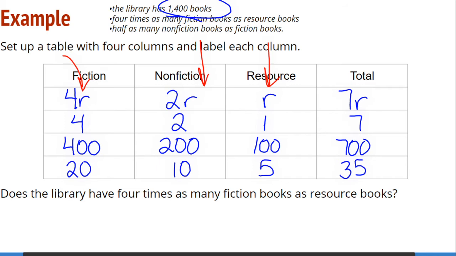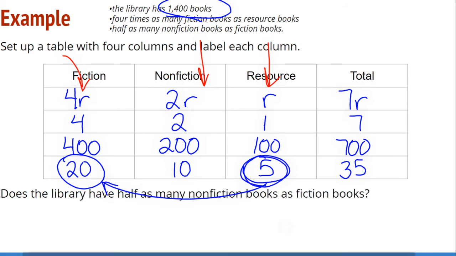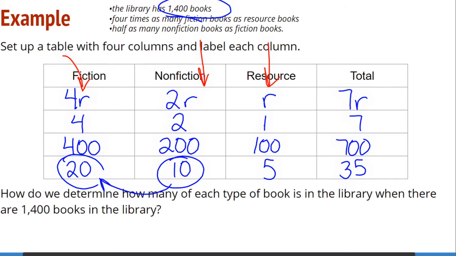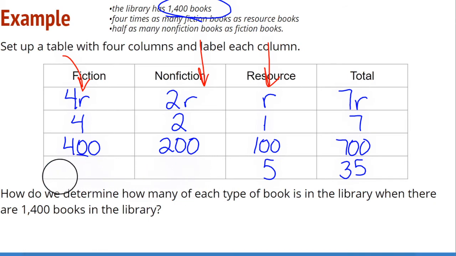Now I can double check this by asking, is this number here, fiction, 4 times this number? Do I take my resource book, multiply it by 4, and get my fiction? Yes, it worked. Are my nonfiction books half of my fiction books? Is nonfiction 1/2 of fiction? 10 is half of 20. Yes. So that was an example of quickly checking the logic, the thinking of the table, and whether it's matching.